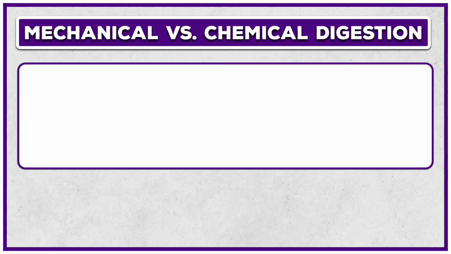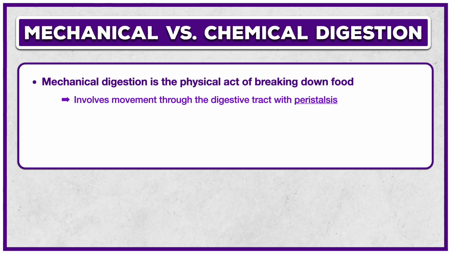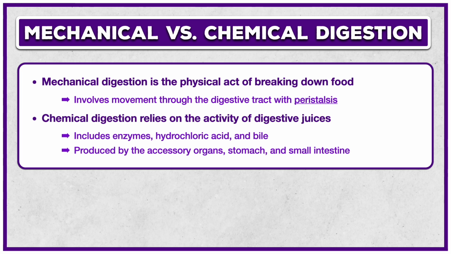Now that we've seen some of the basic anatomy of the digestive system, we'll examine mechanical and chemical digestion in more detail. On the one hand, mechanical digestion is the physical act of breaking down food. It involves movement through the digestive tract with peristalsis, which is a wave-like muscular squeezing caused by the involuntary nervous system. In other words, muscles move food along the digestive tract, and we don't have to think about contracting them. It just happens.